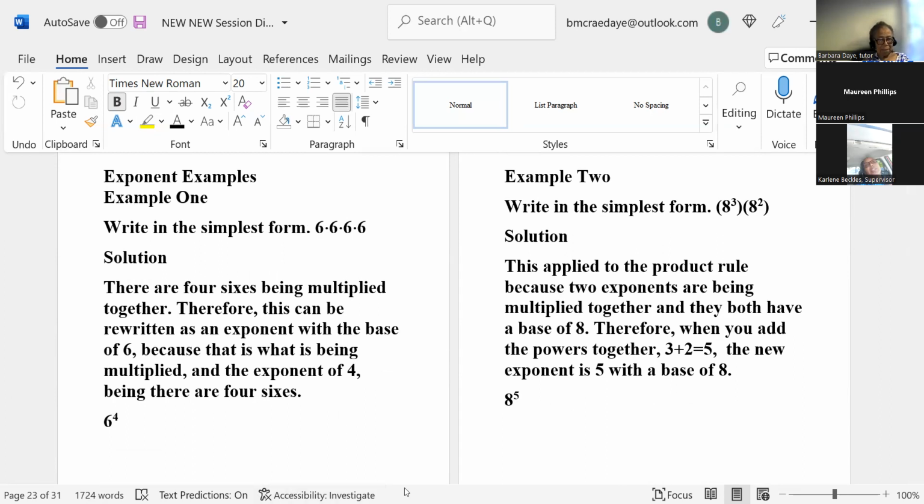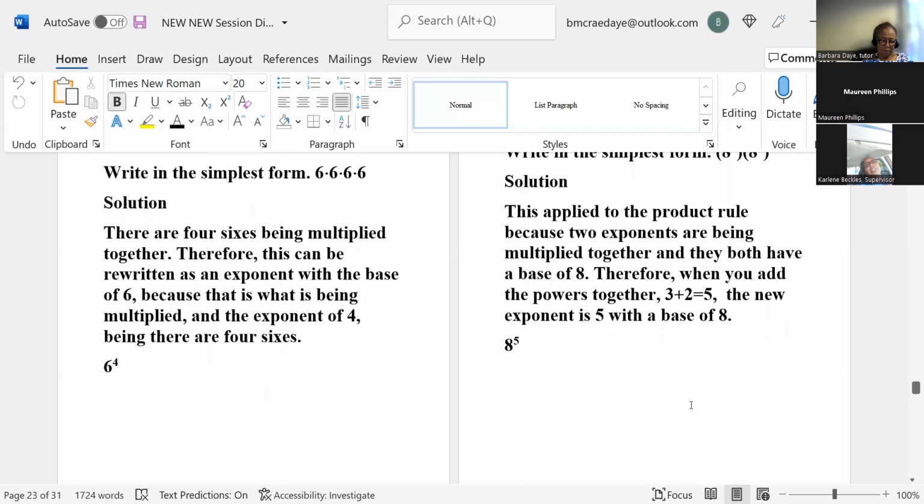What about this one, simplest form? That's a multiplication. You add the exponents. 8 to the third times 8 to the second gives you what? 8 to the 5th. That's it. Add the 3 plus 2 and you get 5.